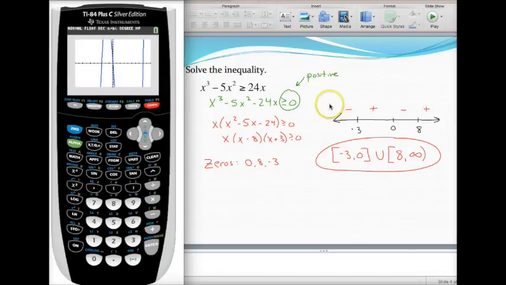To answer this question, we want to know where the polynomial is greater than or equal to 0, in other words, where it's positive. Between negative 3 and 0, there's an interval where my graph is positive, and then from 8 onwards to infinity was another interval. This time, because we could be equal to 0, I included the square brackets, because at negative 3, your graph is 0, it's right at the x-axis, so I can be equal to it, so I can use brackets.